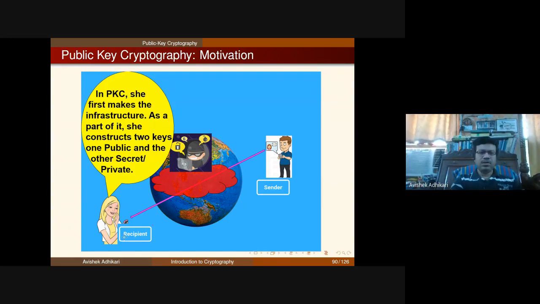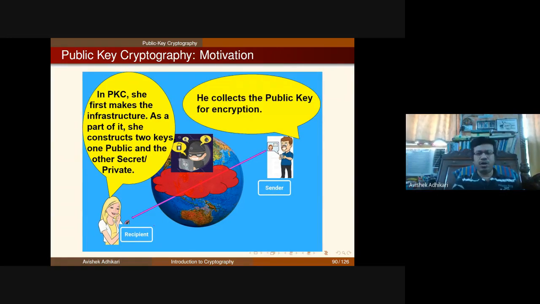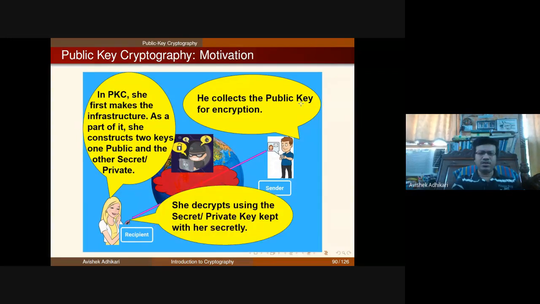Now she will make the public key public. That means everybody will know the public key. So in particular, if the boy wants to send some message to the girl, the public key is also known to this boy, because somehow he will be able to collect the public key. Based on that public key, the boy will send the message to this girl.